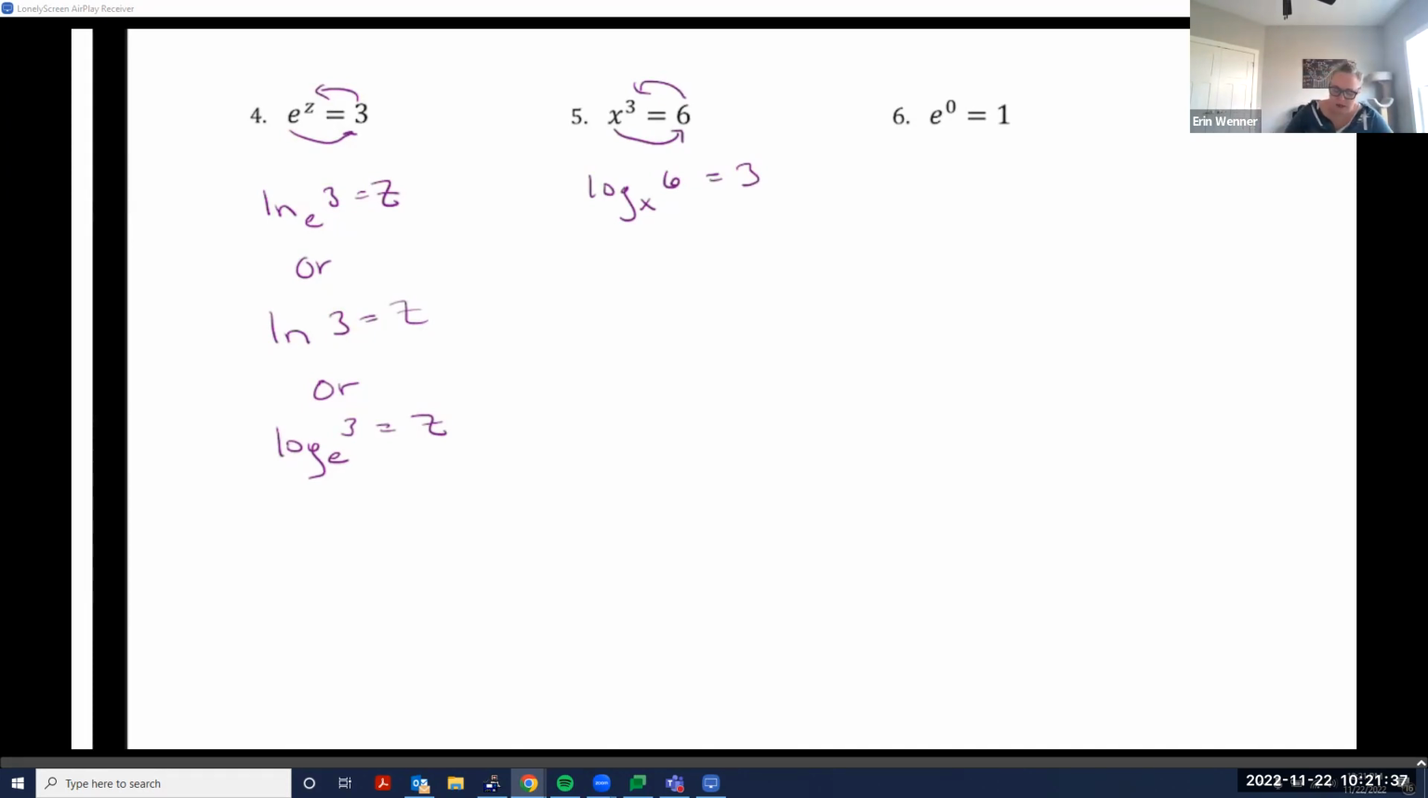And number 6, because we have base e, we're going to say ln of 1 equals 0. Or if you really want to make sure you have that base value in there, you can say log base e of 1 equals 0. But again, it's redundant to put the e as the base of the ln because we already know that it's there.